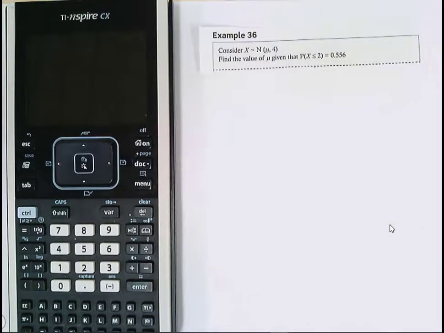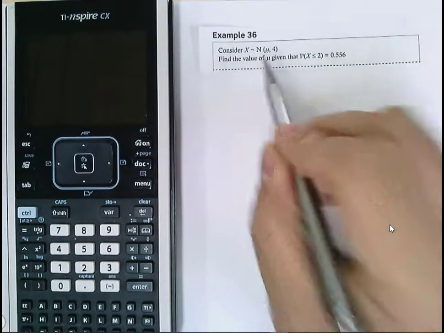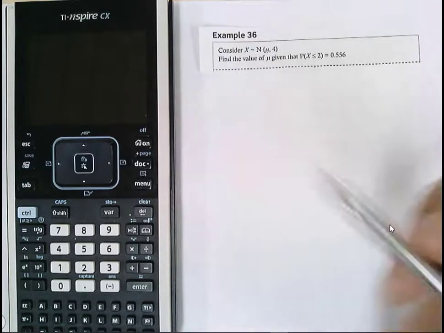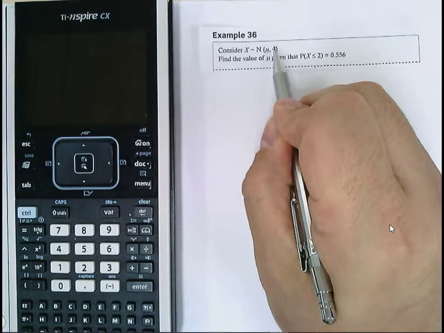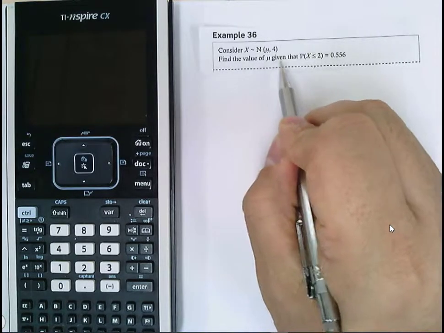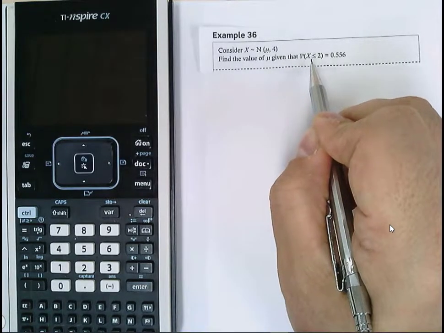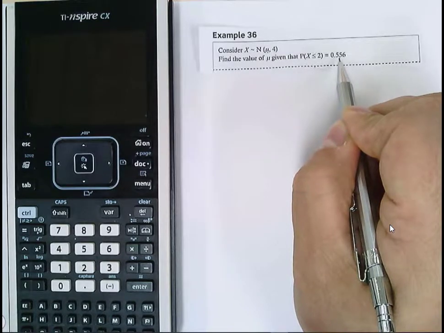Hello, we are going to talk about example 36, and it says to consider x is a random variable, x is normally distributed with mean mu and variance 4. Find the value of mu given that the probability of the random variable x being less than or equal to 2 is equal to 0.556.